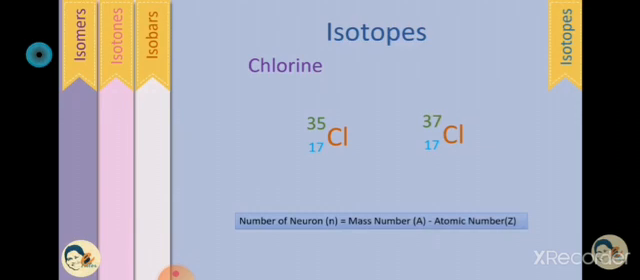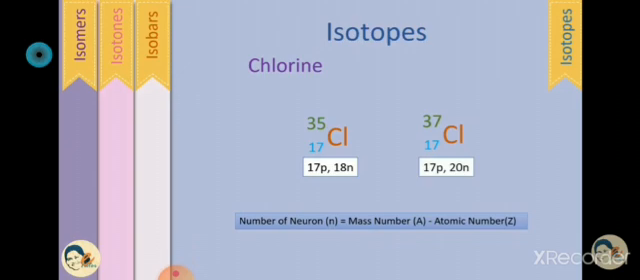The formula for the number of neutrons is the mass number, denoted by the symbol A, minus the atomic number Z. That is, we have to subtract the atomic number from the mass number, which gives the number of neutrons. Now we get the number of neutrons by substituting the mass number and atomic number.